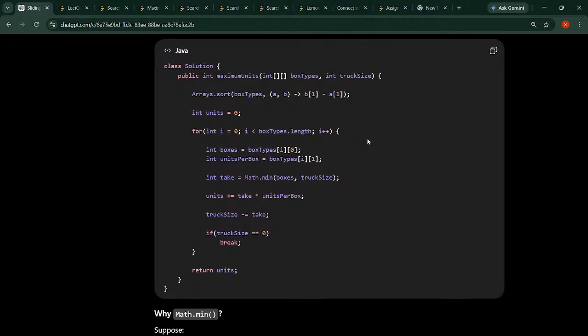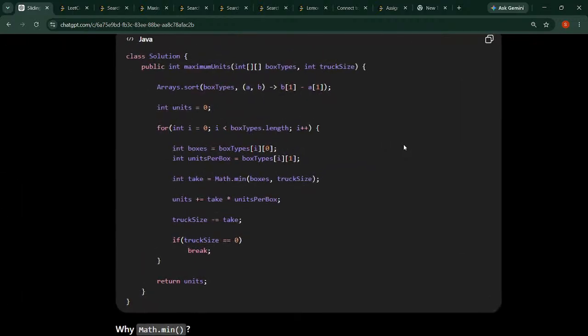So I tried to do it, but I think I'm kind of doing this approach only, right? I don't know how to do it with the Kadane. That's why I asked ChatGPT.